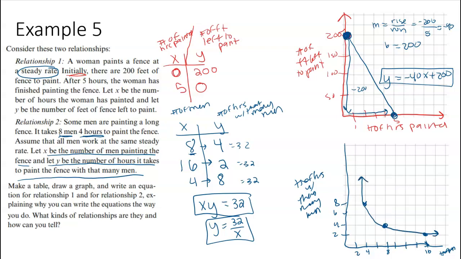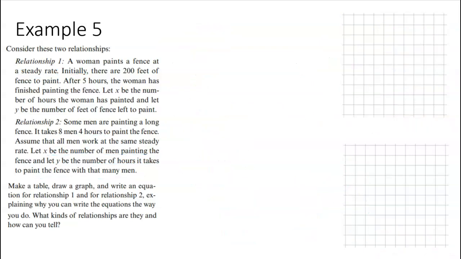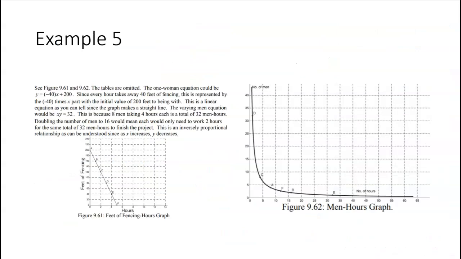Not quite linear. So what kind of relationships are these? Well, relationship 1 is linear, and this one is inversely proportional. And we could tell in a couple different ways. Looks like I didn't need that. And here it is written out for you. And let's look at another kind of relationship. So that was inversely proportional.